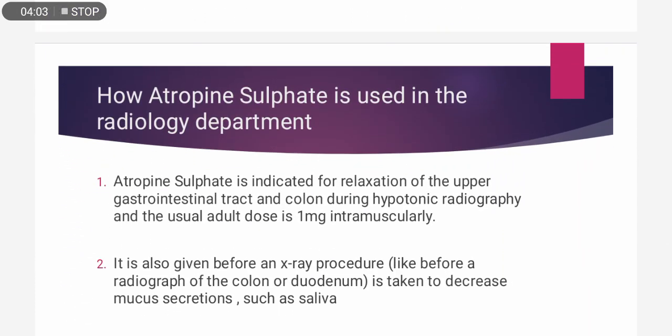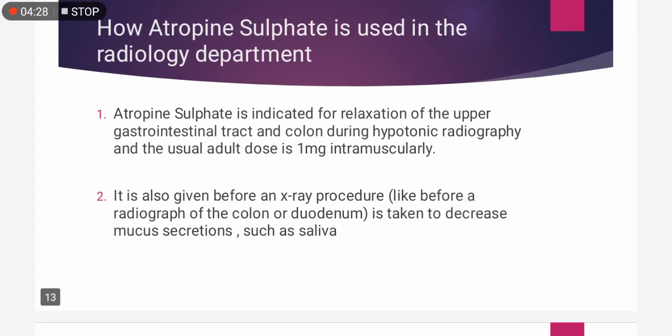Now, going down to how atropine sulfate is used in the radiology department. Atropine sulfate is indicated for relaxation of the upper gastrointestinal tract and colon during hypotonic radiography, and the usual adult dose is 1 milligram intramuscularly. It is also given before an X-ray procedure, like before a radiograph of the colon or duodenum is taken, to decrease mucus secretions such as saliva, since these secretions may interfere with the quality of the radiograph to be taken.